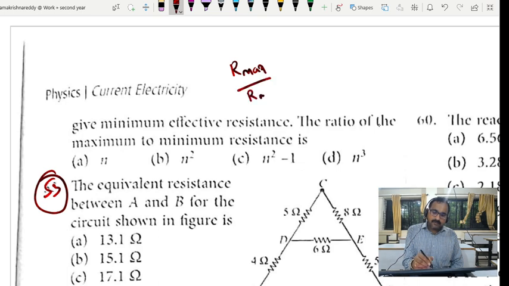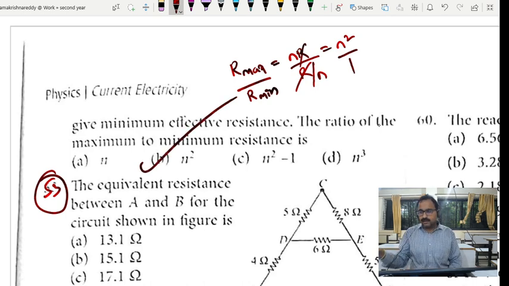That is another point I discussed in the theory. Maximum means series combination, NR. Minimum means parallel combination, R by N. It will be cancelled, N square by 1 only. That is the second option we are getting.